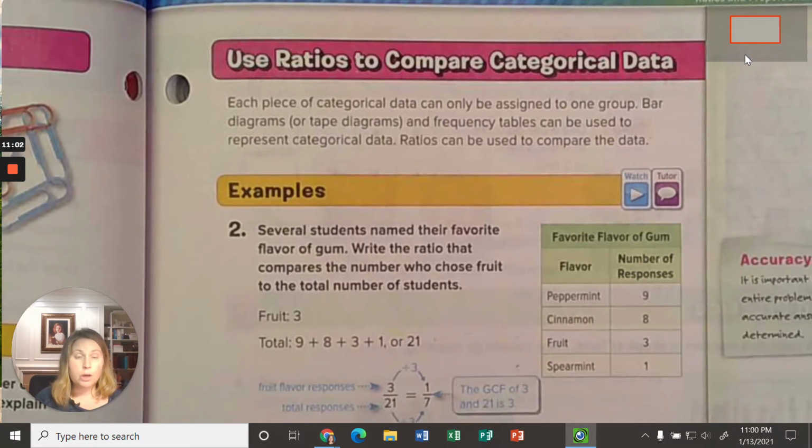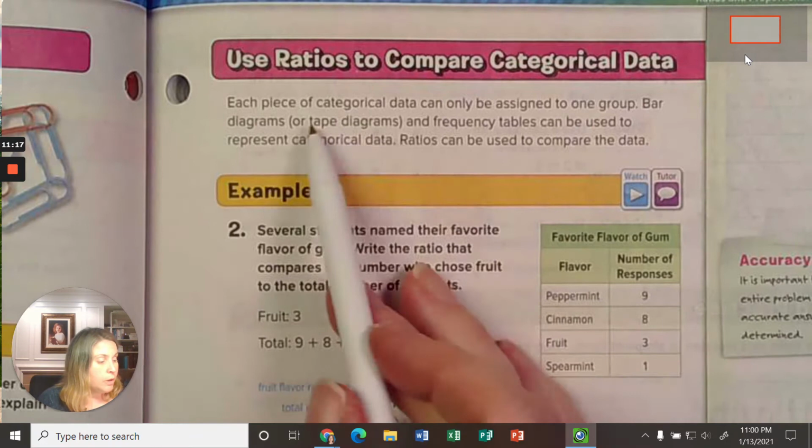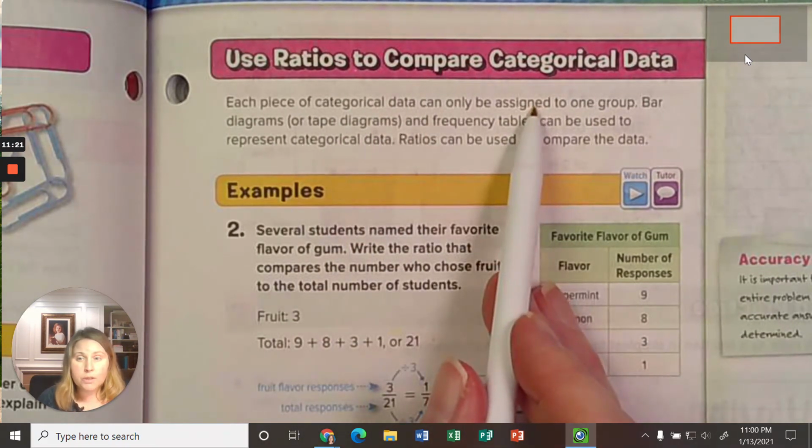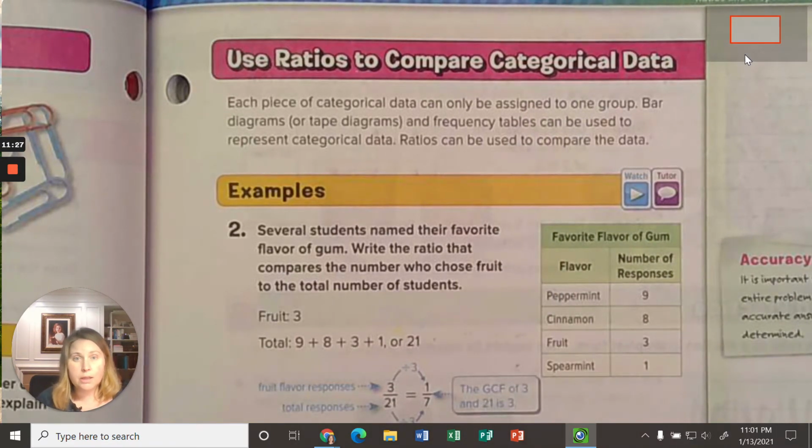So what would you like? Would you like an apple or a banana or a pear? Those are 3 distinct categories of fruit. Okay, so there is no like blending of those. Okay, we're not having a smoothie, so you're saying what? So you're picking a category. So use ratios to compare categorical data so we can put things that are somewhat related but they're different, and we can compare them using ratios. Each piece of categorical data can only be assigned to one group.